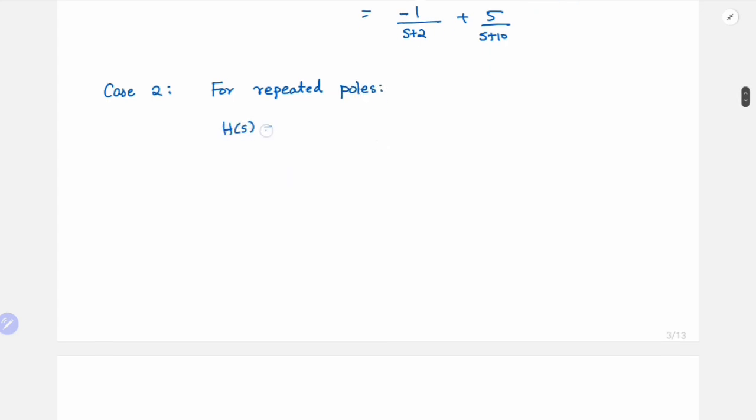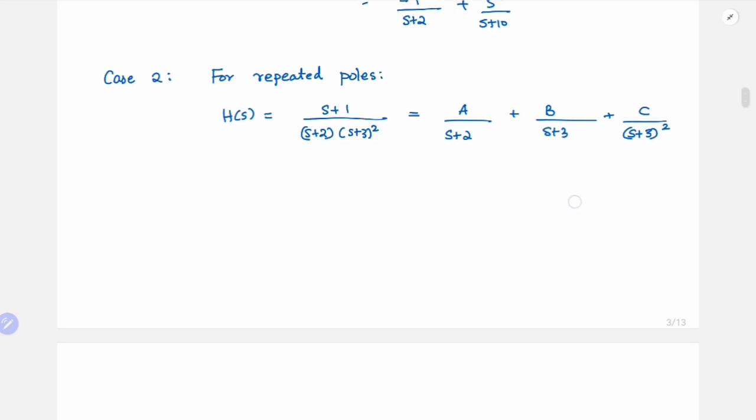So again, I'll take an example. Let's consider s plus 1 by s plus 2 into s plus 3 whole square. So in my partial fraction, it will be like A by s plus 2 plus Bs plus C by s plus 3 whole square. I can do it this way, or I can just split this and write B by s plus 3 plus C by s plus 3 whole square, right? Of course, B and C are not the same as the B and C I wrote before, because there will be a plus 3 term. We can also represent it in this way for some B and C, okay?